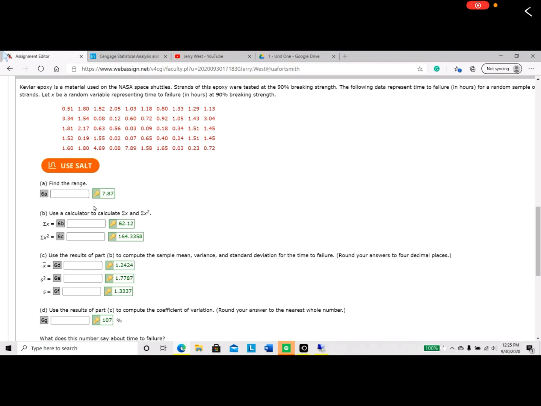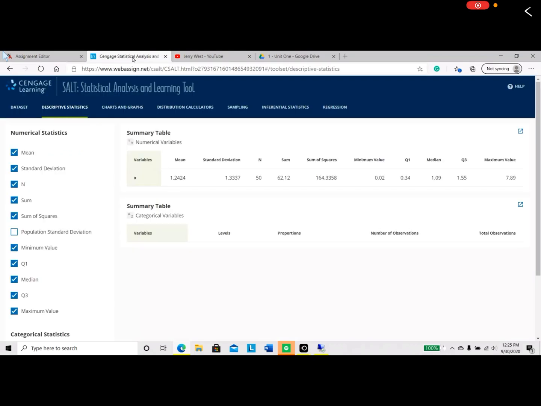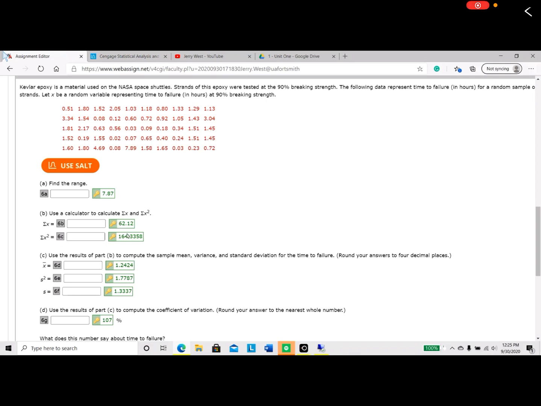The next two items are sigma x and sigma x squared. That's the sum of the values and the sum of the values squared. That's why I recommended you check these two boxes over here. Sum is 62.12. Sum of squares is 164.3358. So mentally keep these in your mind. Those are the two values for the next two boxes.